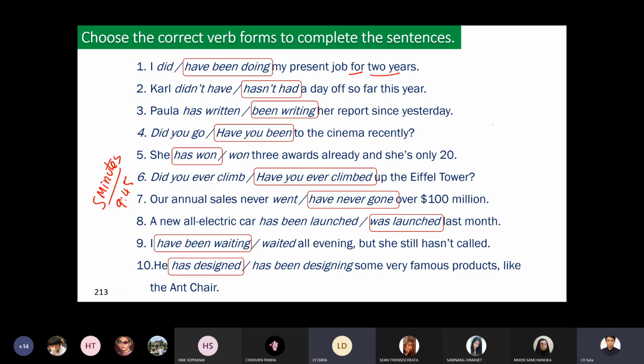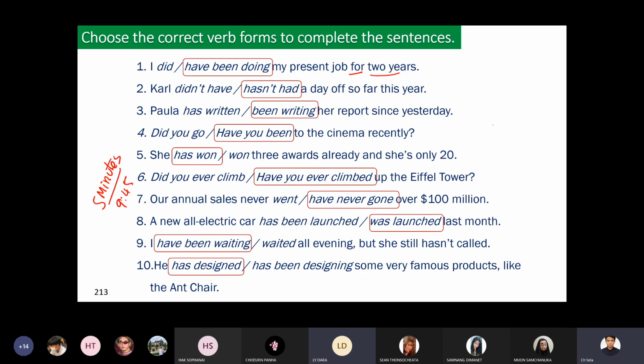I have been doing my present job for 2 years. Paula hasn't had a day off so far this year. Paula has been writing her report since yesterday. Have you been to the cinema recently? She has won 3 awards already and she is only 20. Did you ever climb up the Eiffel Tower?